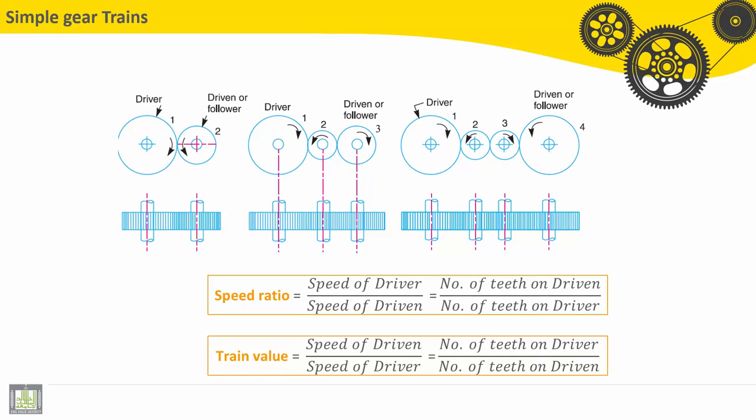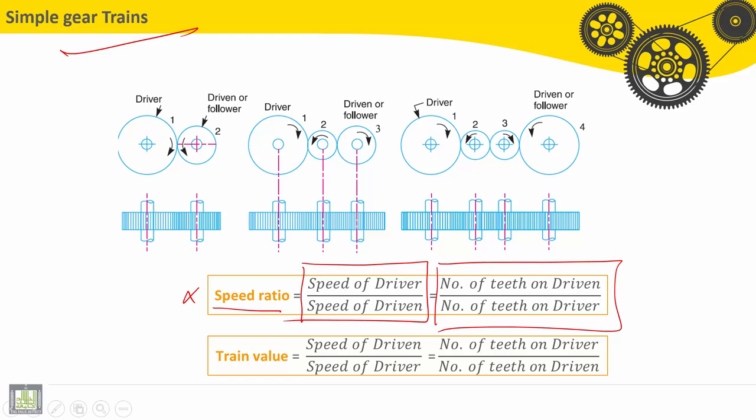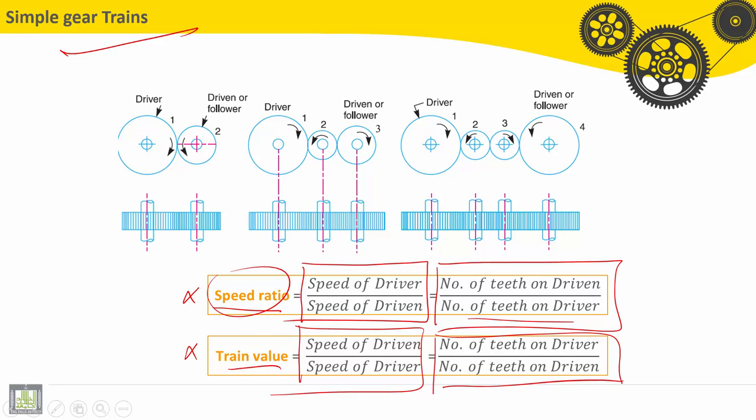For the calculation of gears, the most important thing is to find out the speed ratio. Okay, so the speed ratio for simple gear train is equal to the speed of the driver divided by the speed of the driven. It is also equal to the number of teeth on the driven divided by the number of teeth on the driver. And also we find here the train value, it is the opposite of the speed ratio. So it is speed of the driven divided by the speed of the driver and equal to number of teeth on the driver divided by the number of teeth on the driven.